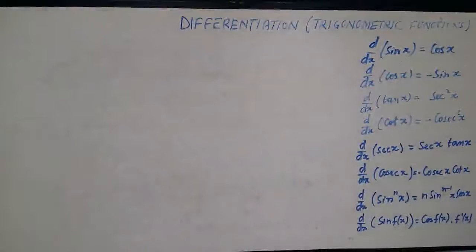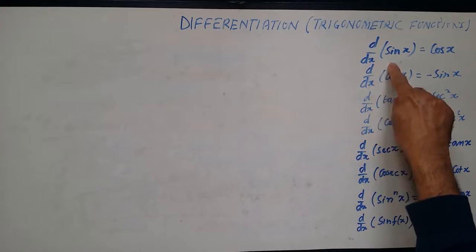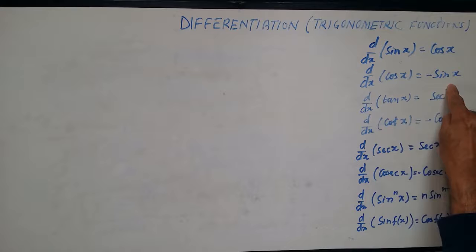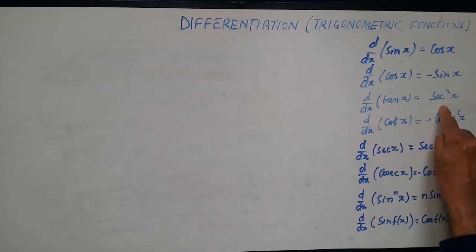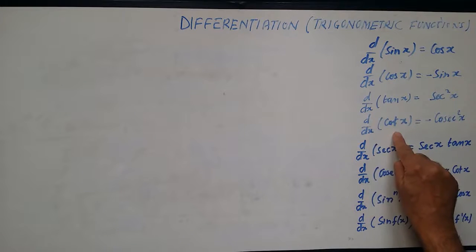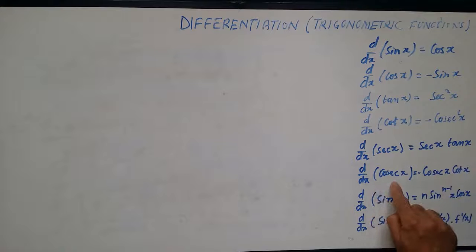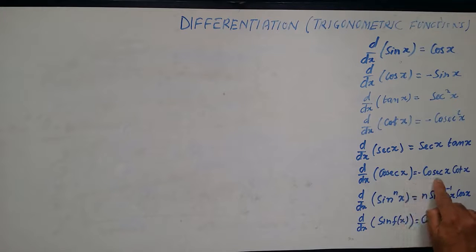Hello everyone. Today we are going to see how to solve problems on differentiation involving trigonometric functions. There are some rules of differentiation of basic trigonometric functions, like d/dx of sin x is cos x. Differential of cos x is minus sin x. Differential of tan x is sec square x. Differential of cot x is equal to minus cosec square x. And differential of sec x is sec x tan x. Differential of cosec x is minus cosec x cot x.